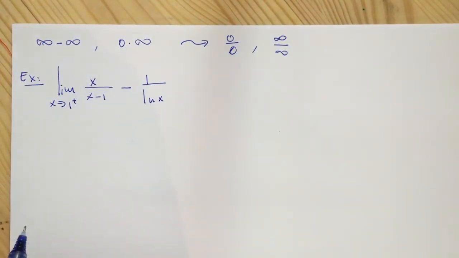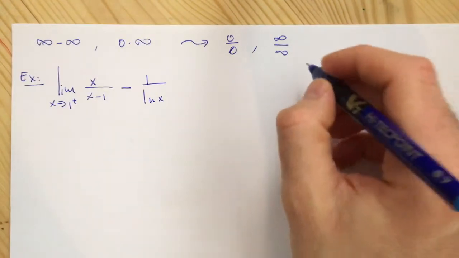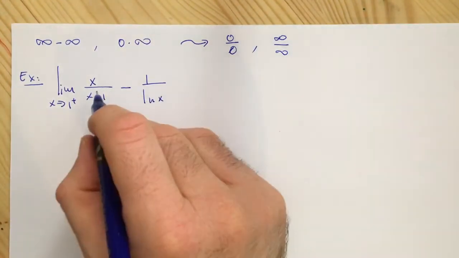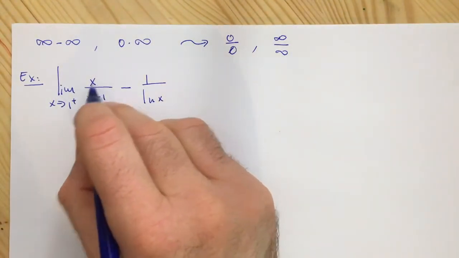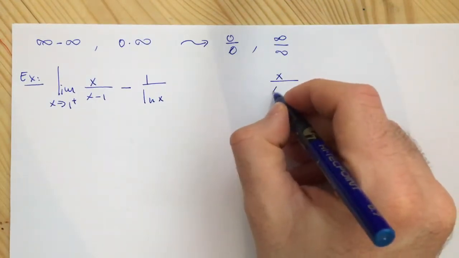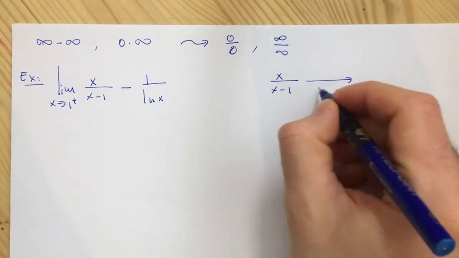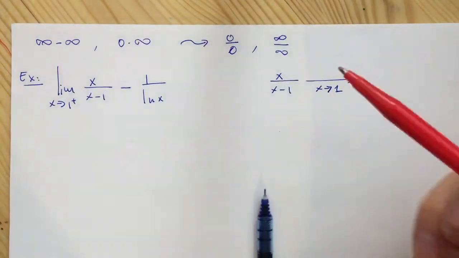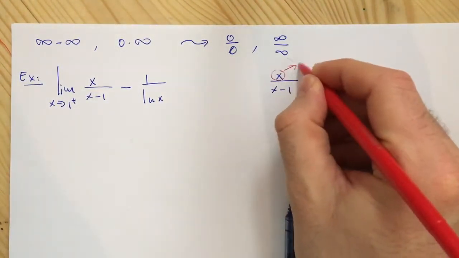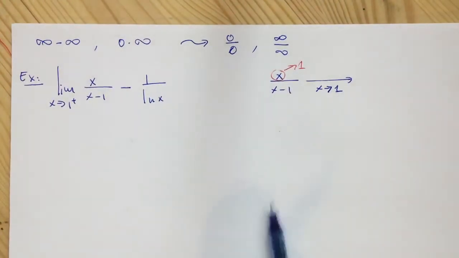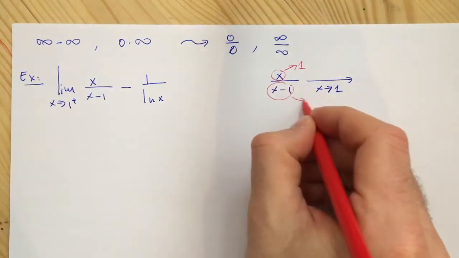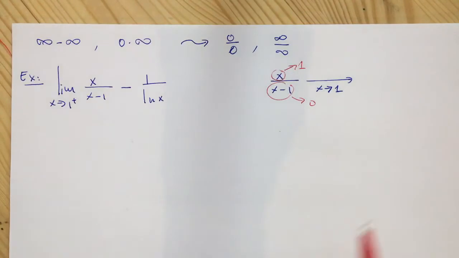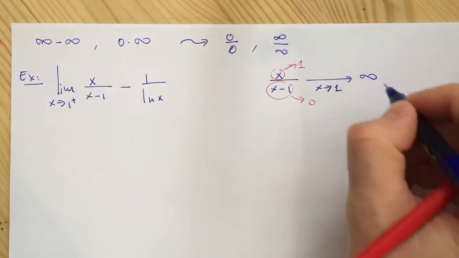And right now I'm going to explain why this sign here is important. First, let us discuss on the side what happens with the first factor, x over x minus 1. As x approaches 1, the numerator goes to a positive constant, 1. Okay? And the denominator goes to 0, so this ratio goes to infinity.